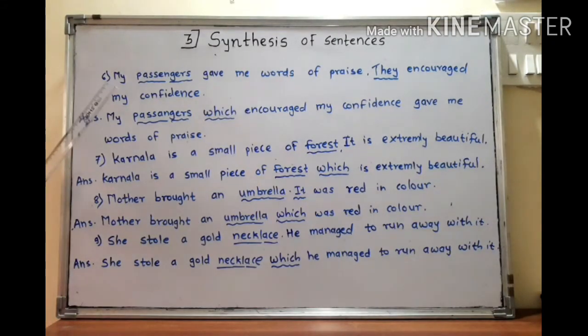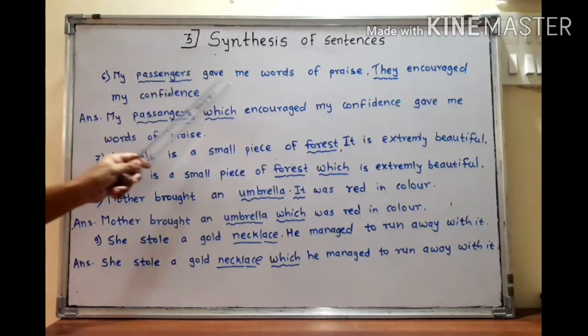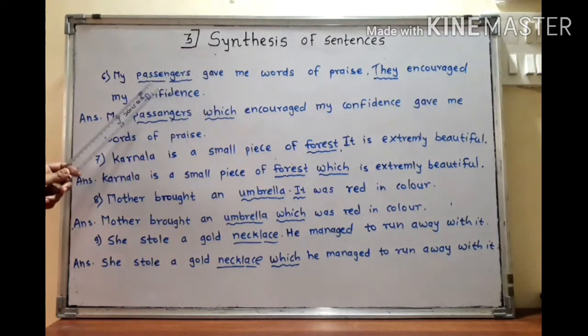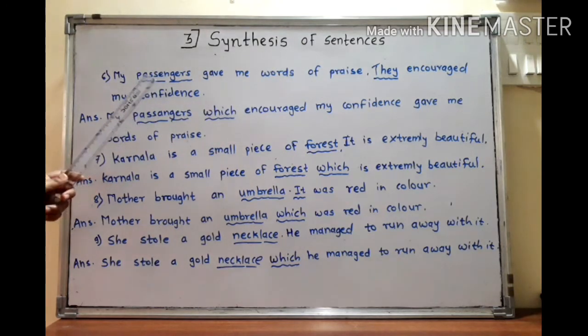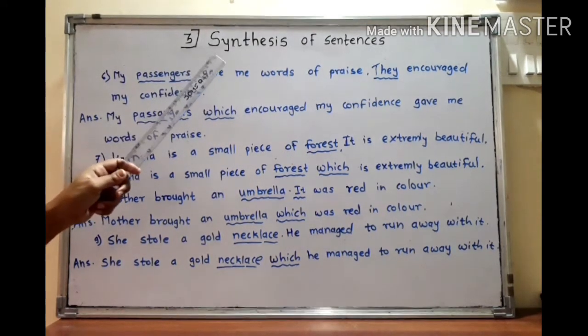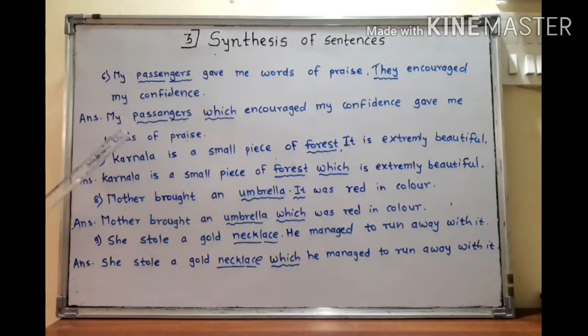My passengers gave me words of praise. They encouraged my confidence. First clause: my passengers gave me words of praise. Passengers is the noun. They encouraged my confidence. They stands for the noun passengers. So immediately after this noun, take which, complete that clause and then complete the first clause. So how will the answer be? My passengers which encouraged my confidence gave me words of praise.